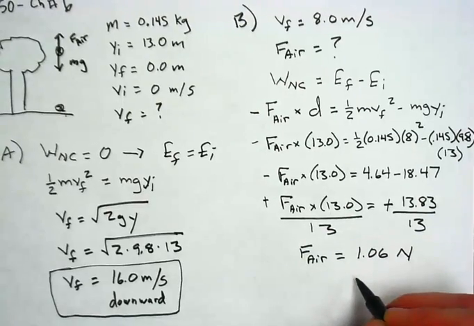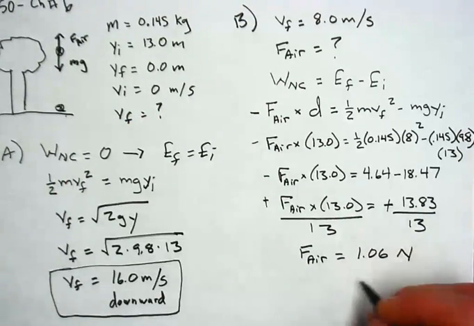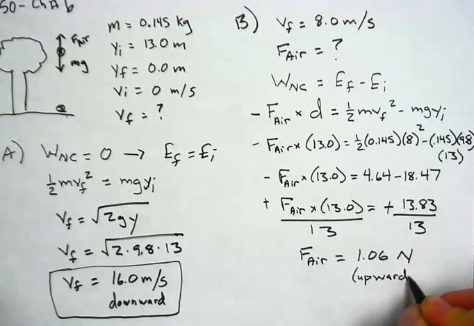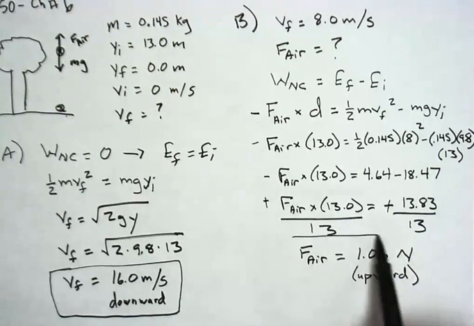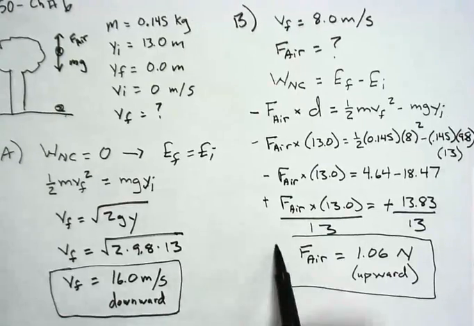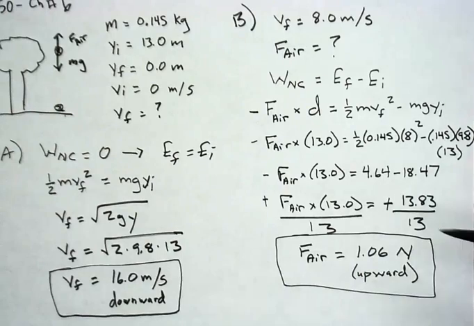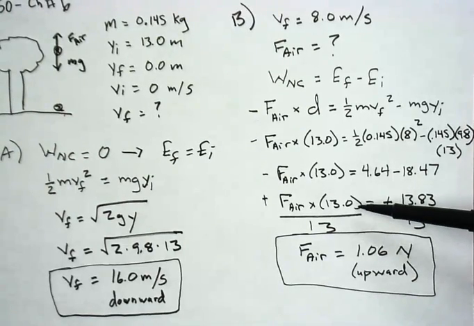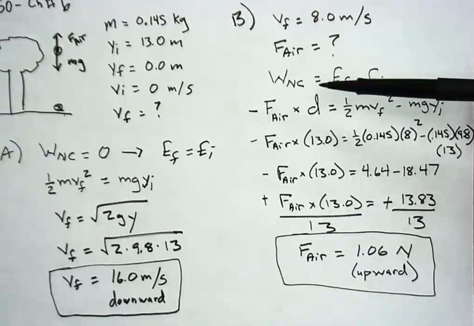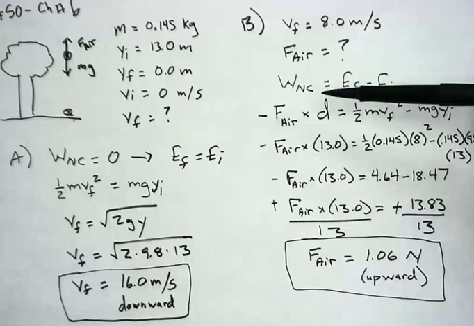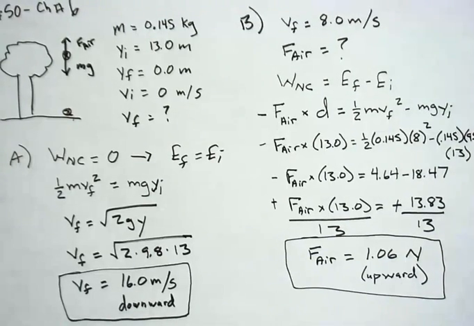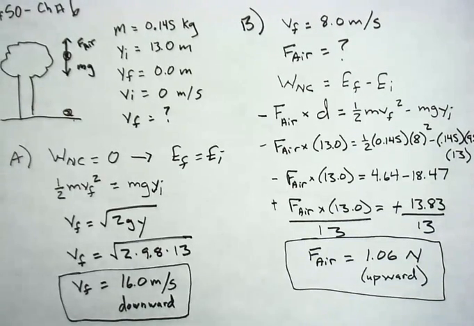Now notice that we're assuming here that this is an upward force. It didn't ask for the direction, but just to be sure we could include that. So the force of air resistance is 1.06 newtons upward, because if I multiply that force times the distance over which that acts, that equals the amount of non-conservative work done on the baseball, or the change in mechanical energy. Nice work, AP Physics students.